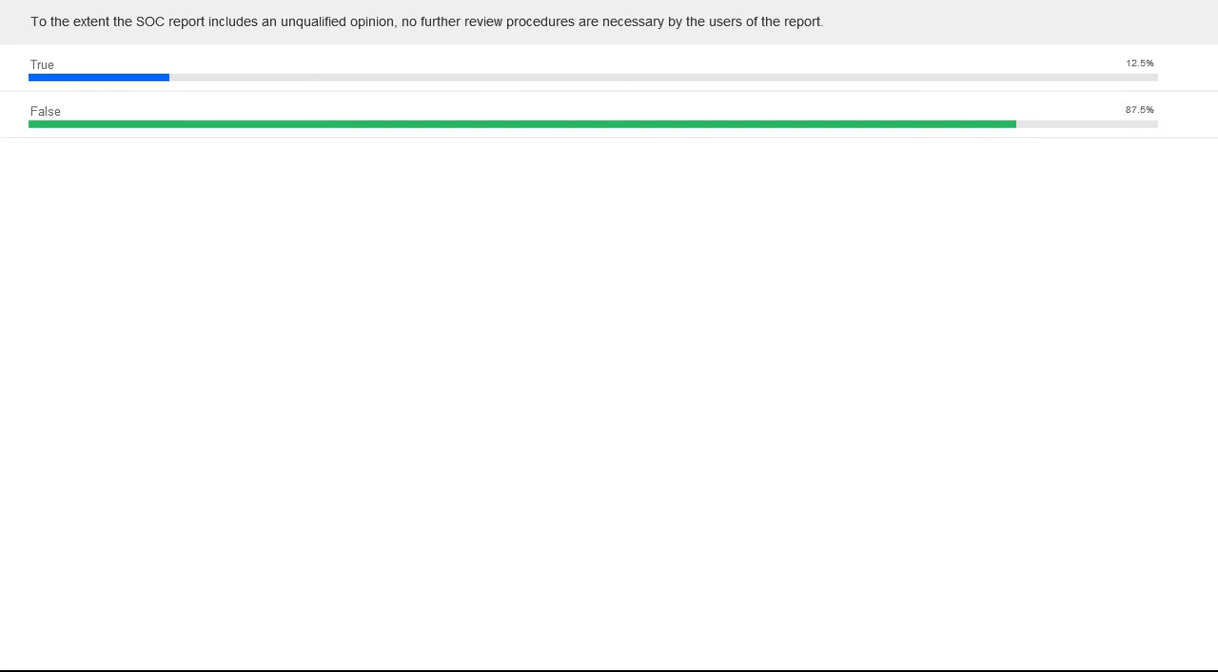Oh, 87%. So again, because of the fact that there are differences in the control objectives and the potential exceptions that are called out in the report, even though there's an unqualified opinion, you would still need to do a thorough review of the report. And we'll go into that in the coming slides, into what that would entail.